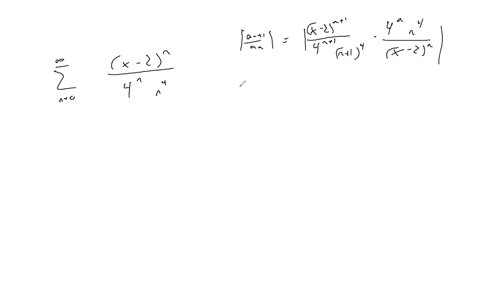Okay, simplifying. 4n over 4n plus 1 is equal to 1 over 4. n to the fourth over (n+1) to the fourth. And then what do I got? (x minus 2) to the n plus 1 over (x minus 2) to the n. That's x minus 2. And now I'm looking for the limit of this thing.